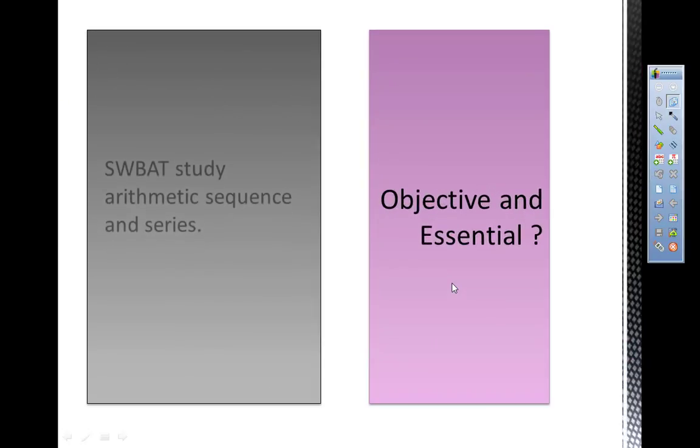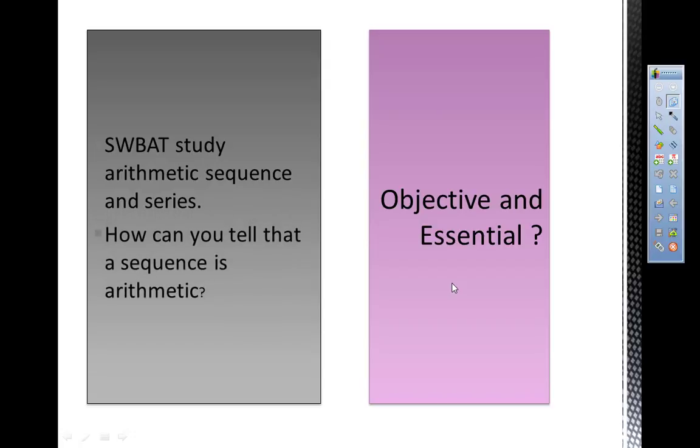Here's our objective. Those of you taking Cornell notes could write down the objective. Students will be able to study arithmetic sequences and series. So, how can you tell if a sequence is arithmetic? So, interesting secrets will be revealed.